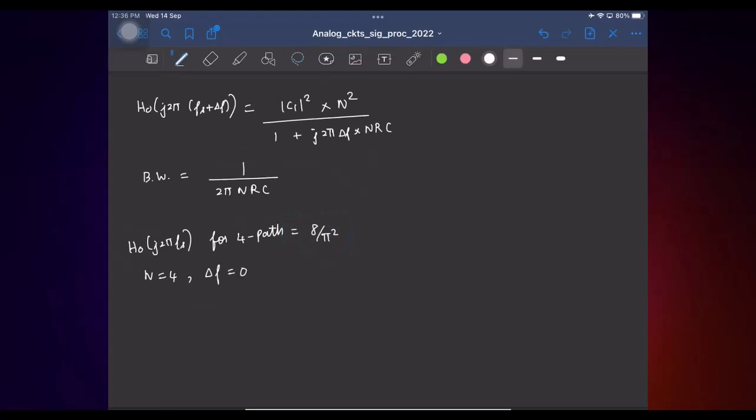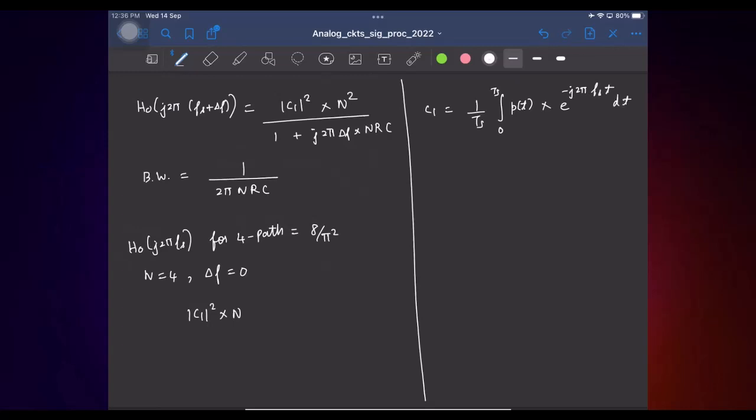And when you do that, what do you get? We have mod C1 square times N. I put delta f 0, I get this. So let's quickly find what C1 is. C1 is basically the first Fourier coefficient. So we'll integrate from 0 to Ts, P of t times e to the minus j 2 pi k, where k is 1, dt. Right? The first Fourier series coefficient.